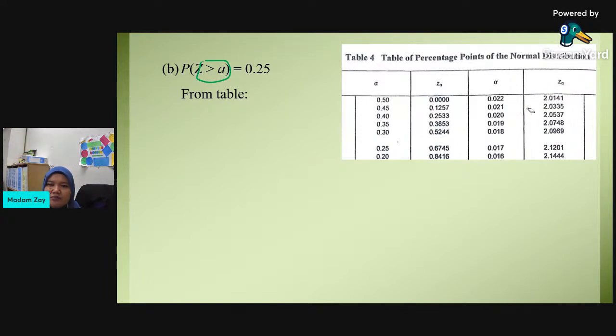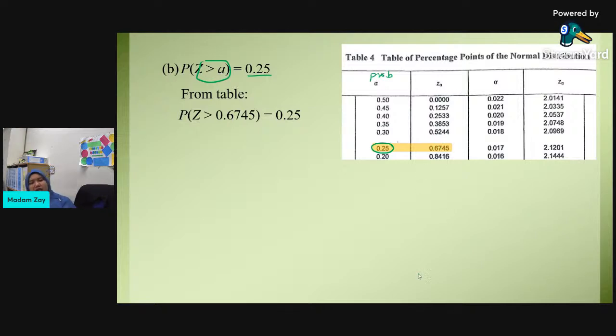Dia punya nilai probability adalah nilai A dalam table ni kan. So, this is the probability. So, sekarang kita nak 0.25. So, 0.25 yang mana satu? Yang ni kan? Betul tak? A 0.25. So, probability dia kat dalam tu sebenarnya adalah 0.6745. So, from the table, they give you probability of Z more than 0.6745 is equal to the probability of 0.25. Okay, probability dia adalah 0.25 bagi Z more than 0.6745.